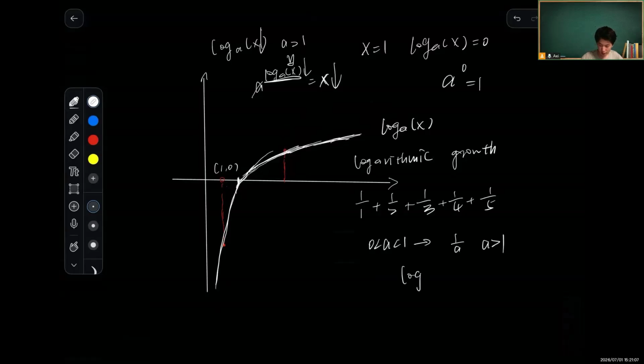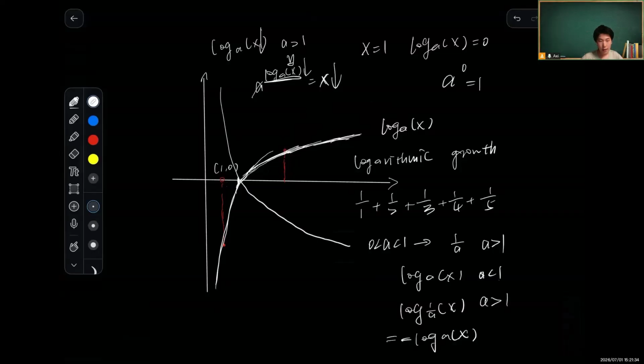So essentially, if I'm asking log a of x where a is less than 1, we can just graph log 1 over a of x, which is when a is greater than 1. However, this thing is simply negative log a of x. So for the second scenario, we just have to flip it. And when a is between 0 and 1, the thing is decreasing. And that is our logarithmic graph.